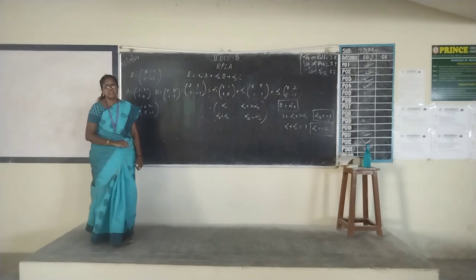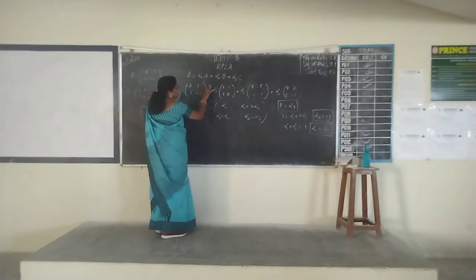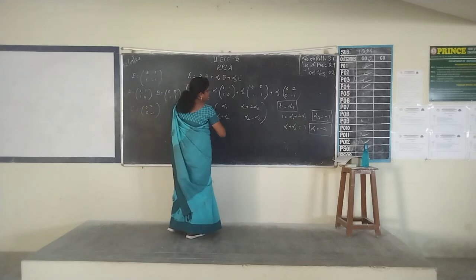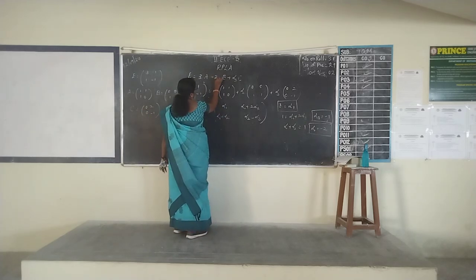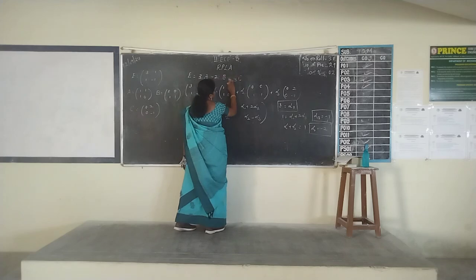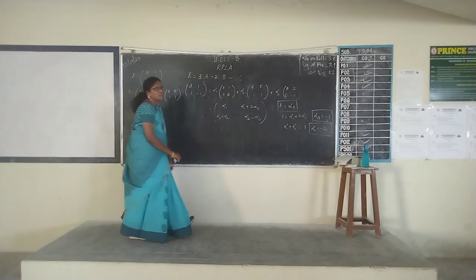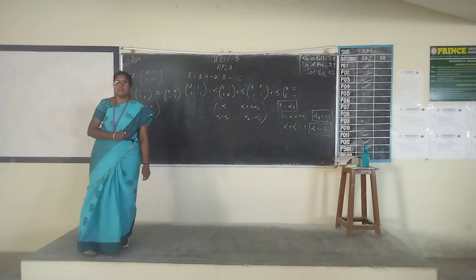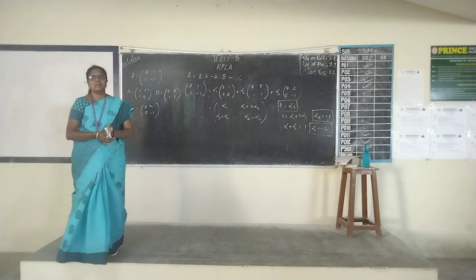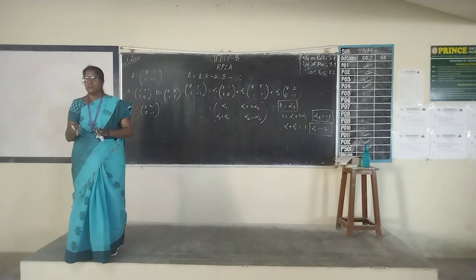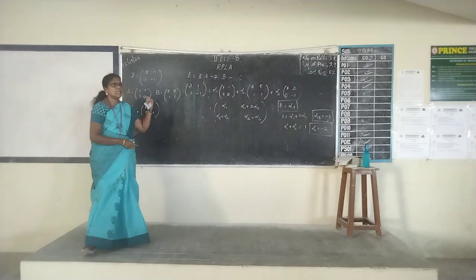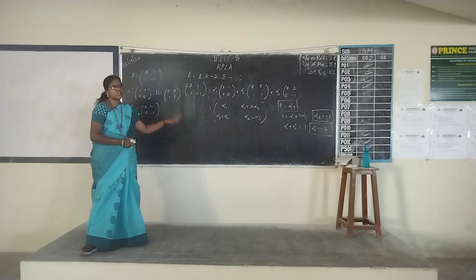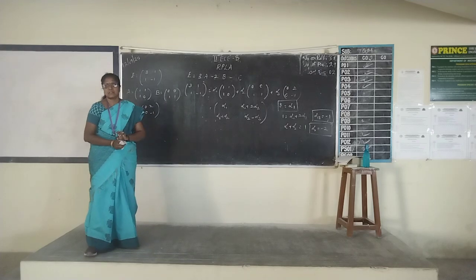So, hence E is equal to 3A minus 2B minus C. If you want to cross verify, on the right hand side you substitute A, B, C. You have to simplify and check whether you are getting that E matrix or not. If you follow the procedure correctly, surely you will get the E matrix.